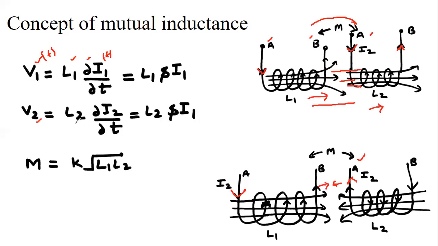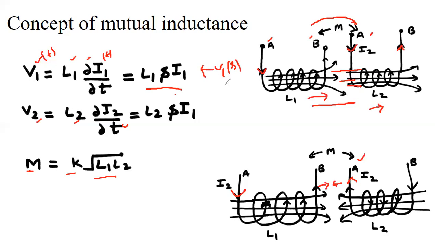The voltage V2 is L2 dI2 by dt. If the mutual coupling between the coils is M, it is represented as K root of L1 and L2, where K is known as the coupling coefficient. In the frequency domain, this equation V1 equal to L1 d/dt can be represented as V1(s) equal to L1 s into I1.